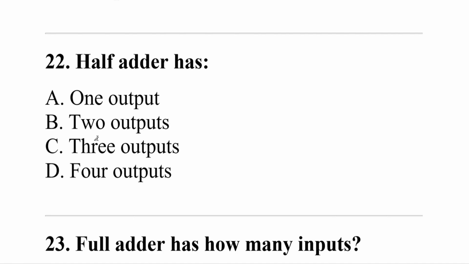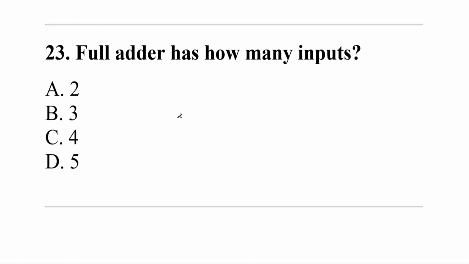Half adder has option A 1 output, B 2 outputs, C 3 outputs, and D 4 outputs, and the correct answer is option number B, that is 2 outputs. It means outputs are sum and carry.